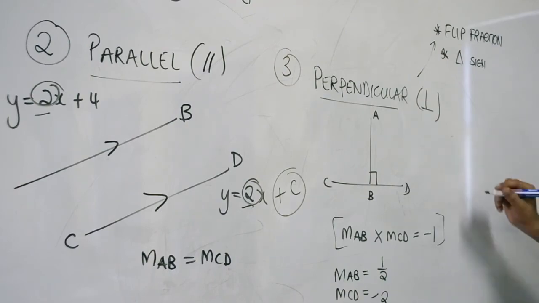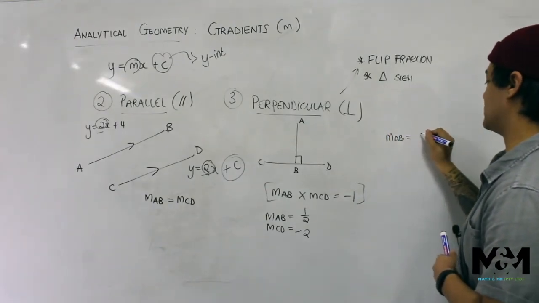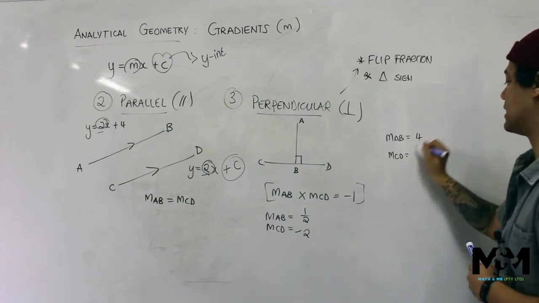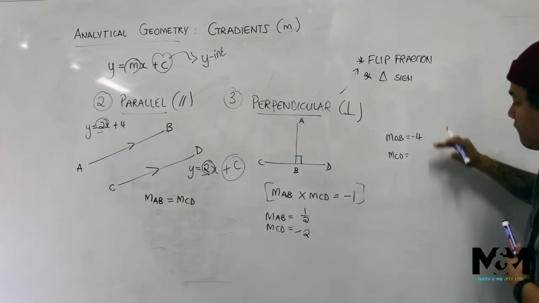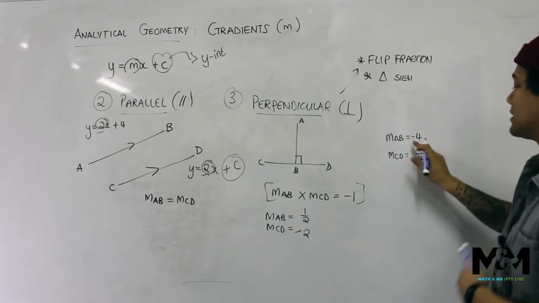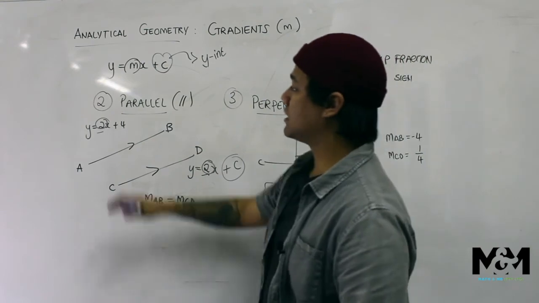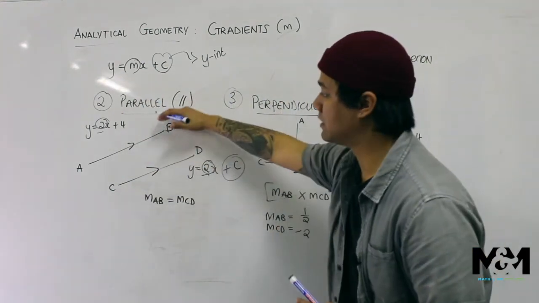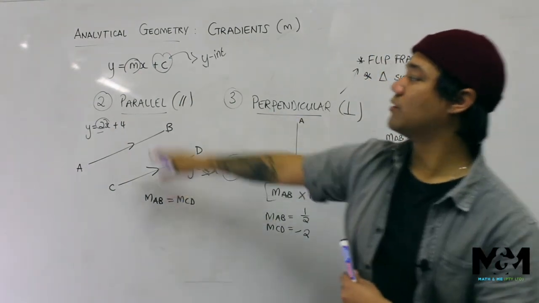Let me do another example quickly. If I say the gradient of AB is 4, and I want to know the gradient of CD, let's say it's -4. What is 4 as a fraction? 4 as a fraction is 4 over 1. If I flip it, it will become a quarter. Change the sign from negative to positive, and that is perpendicular lines. So we can find our gradients using any one of those 3 ways: the gradient formula, having knowledge of parallel lines, or having knowledge of perpendicular lines. That's how we'll find m.